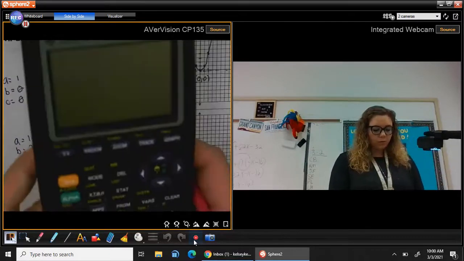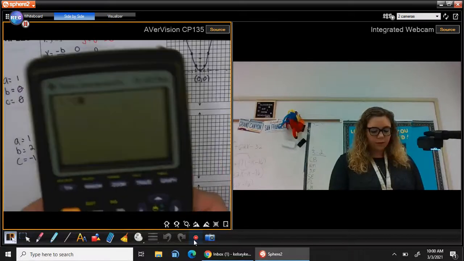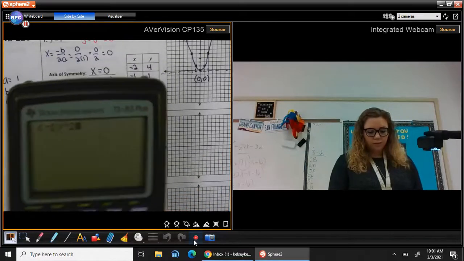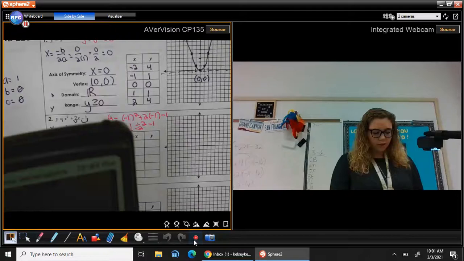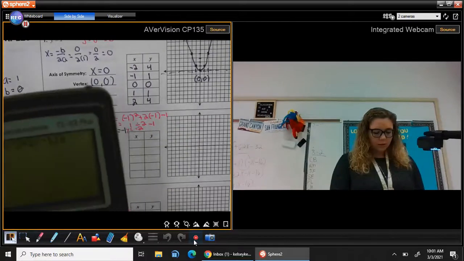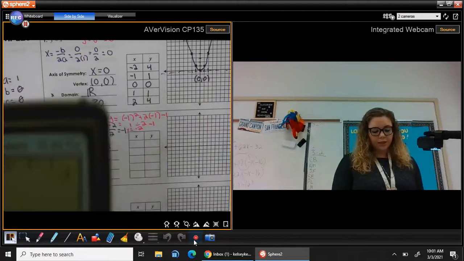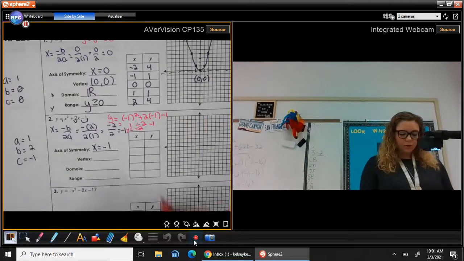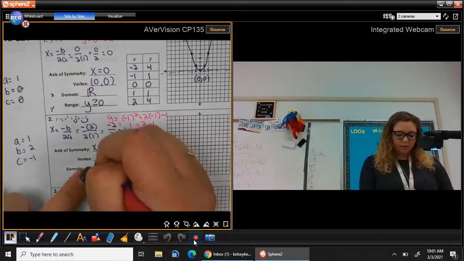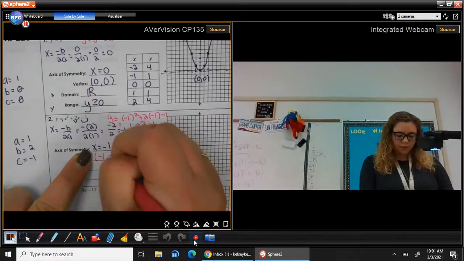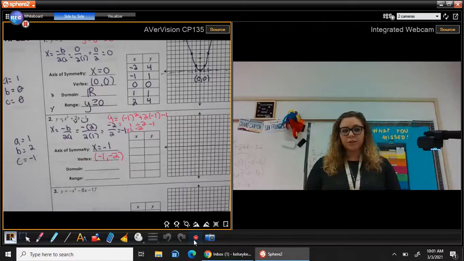Okay, so you do parentheses. Make sure you always put parentheses. Negative 2 plus 2 times negative 1 minus 1. Okay, always use your parentheses. And you're going to get negative 2. So I have my y and my x, so my vertex is going to be negative 1 and negative 2. And we've done this one in yesterday's notes.